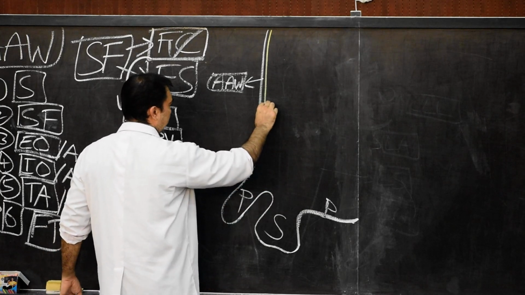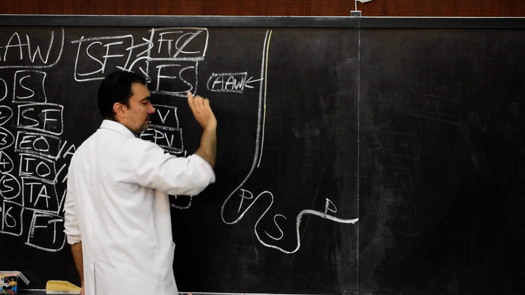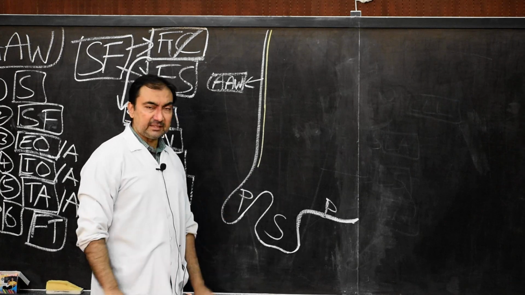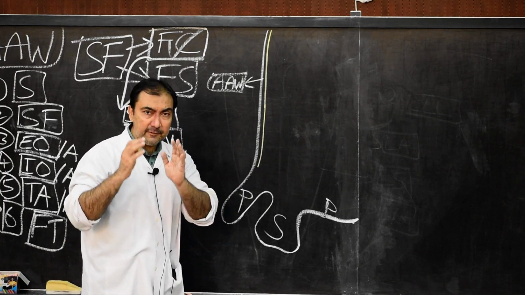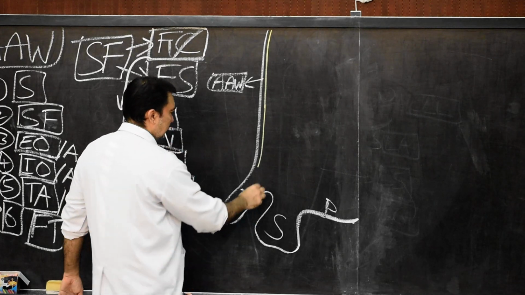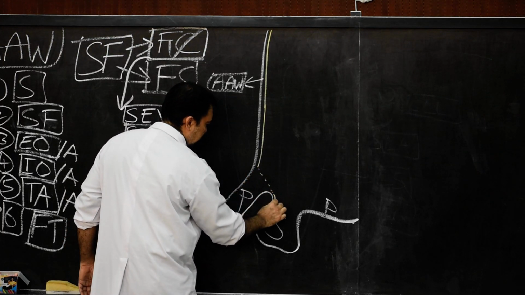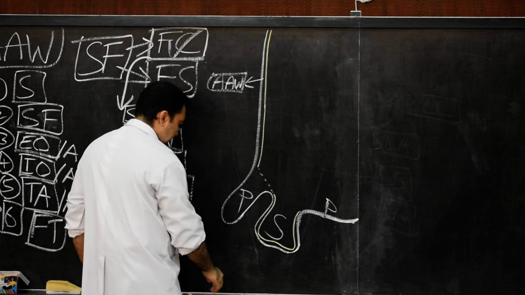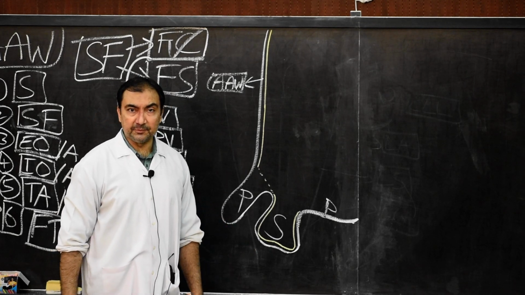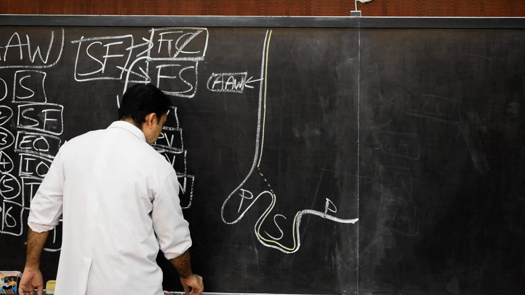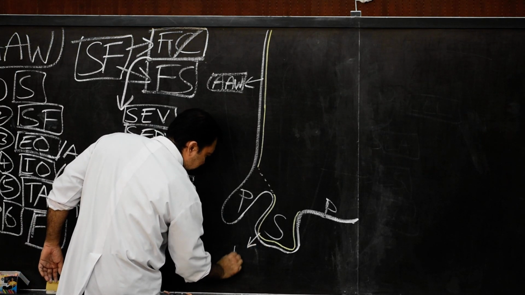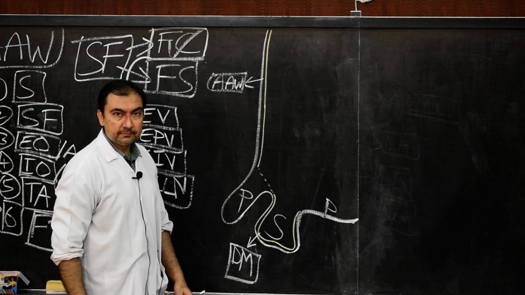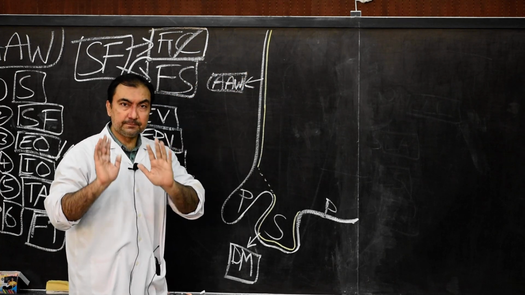Now, this line which I am drawing is the fascia of Camper. Since it is continuous everywhere, surrounding the subcutaneous fat, in the inferior region, where will it be replaced? It will be replaced here in the scrotum by the involuntary muscle of the scrotum, which is called the dartos muscle. So this fatty layer will be replaced by the dartos muscle, that is the involuntary muscle of the scrotum. That is about fascia of Camper.